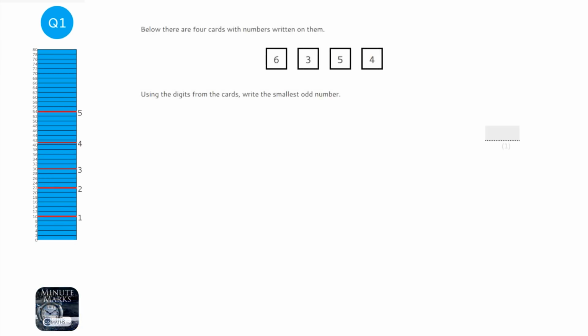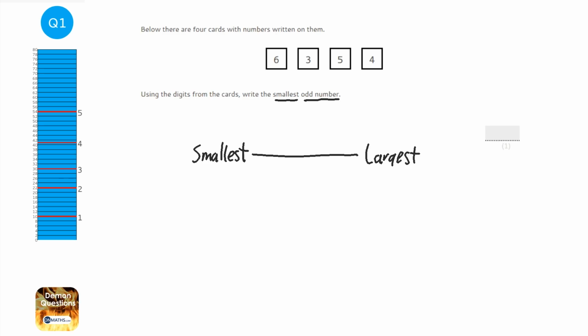So this question asks us to write the smallest odd number. Now there's two instructions there. We need to make the smallest number from the digits, and it needs to be odd. So to make the smallest number, we want to use the smallest digits on the left hand side of the number and the largest digit on the right hand side of the number.